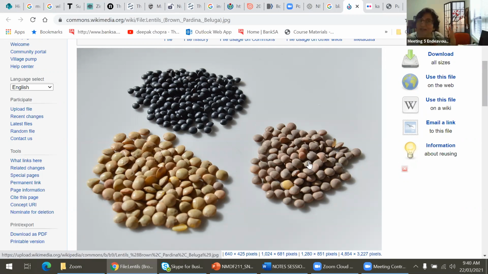If you're removing that outer dark coating, that means you are removing all the minerals and other good stuff, fiber. So if you're taking it for fiber and iron, go for dark lentils.